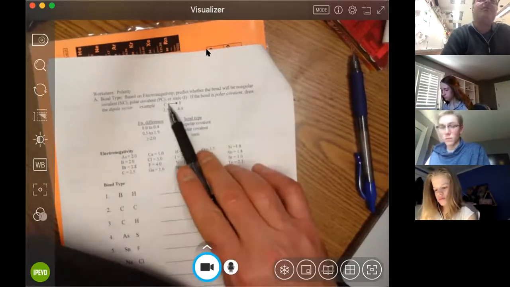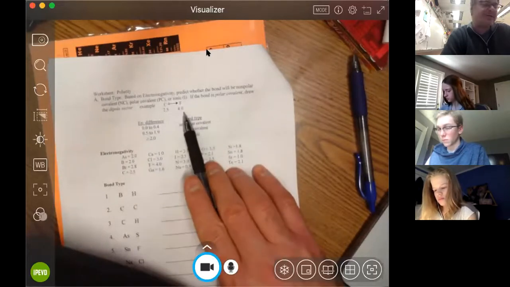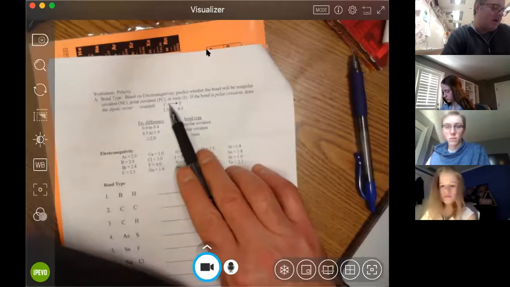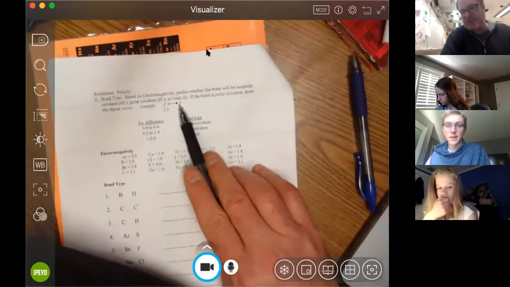Now they show the bond here. The fluorine has a higher electronegativity, so the electrons that make up this bond are not shared evenly. They're going to be pulled closer to the fluorine.